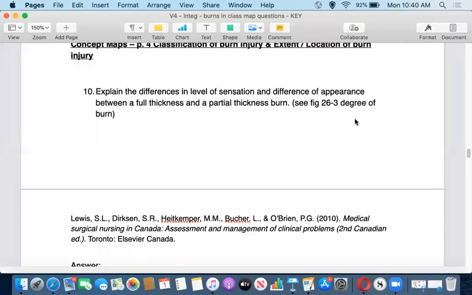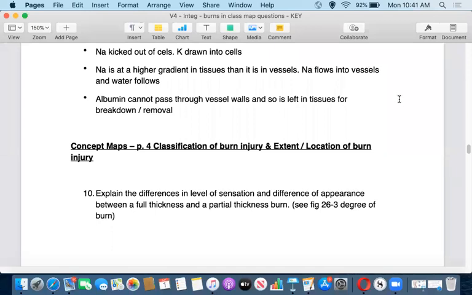Welcome to Variations 4. This is the integumentary unit, burns specifically. In this unit, we're going to cover questions number 10 to 14.